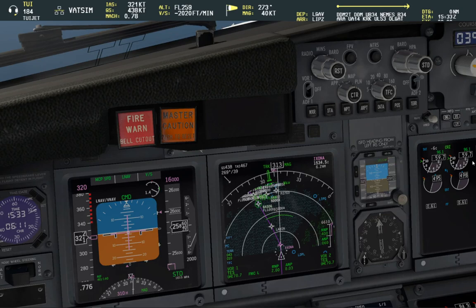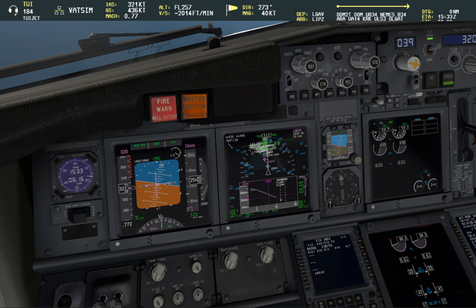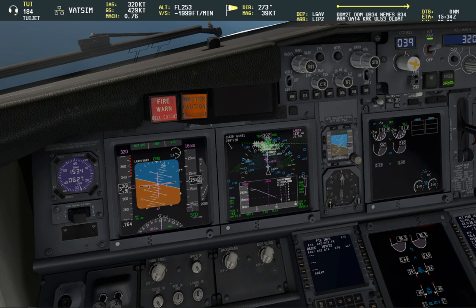Adria Air Transfer, Kilo Golf, ready to taxi. Ground 42 Golf, taxi from the apron runway 12, ready for departure, QNH 1013.